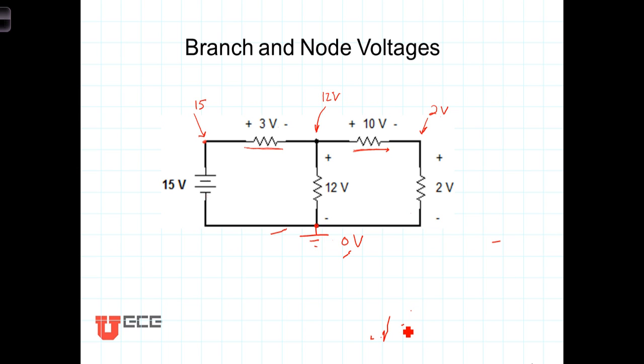Thus the distinction. A node voltage, or the voltage at a node, is a voltage at the node relative to some reference, whereas the voltage across the branch is just the drop across the single element within the branch.